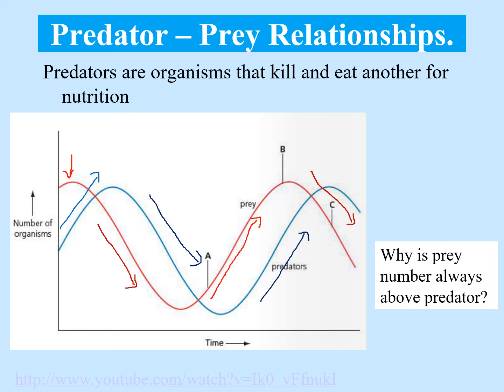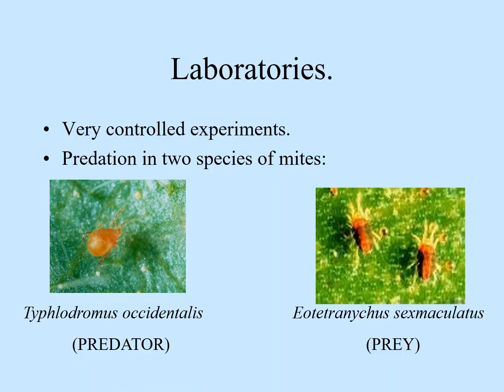Now, why I said this graph might be slightly wrong is because generally you always have a higher population of prey than predators. So I'd always say prey numbers should be slightly higher than predator numbers at the top of the peak. So we've studied this in very controlled conditions because it's quite an interesting area to look at. So what they did is they looked at, in the laboratory, predation in two species of mite.